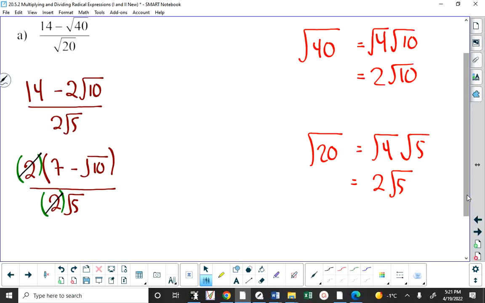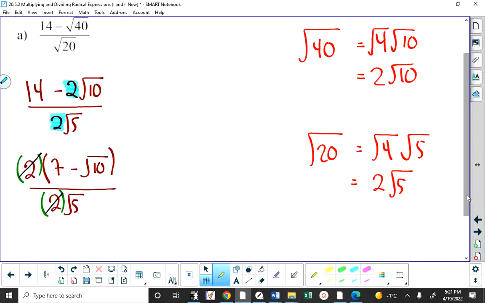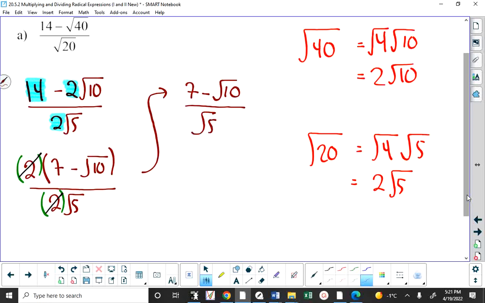The shortcut is to essentially take these three numbers that I'm highlighting and divide them all by the same number, 2, leaving us with, I'm just going to rewrite it, 7 minus root 10 over root 5. But that root 5, this is a problem because it's in the denominator. So how are we going to handle that? We're going to multiply the top and the bottom of this expression by the square root of 5.